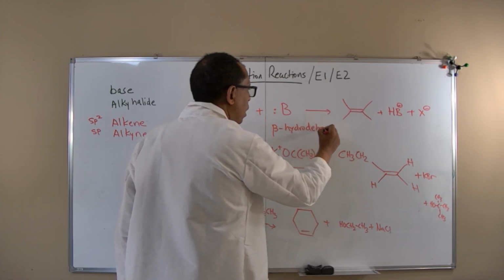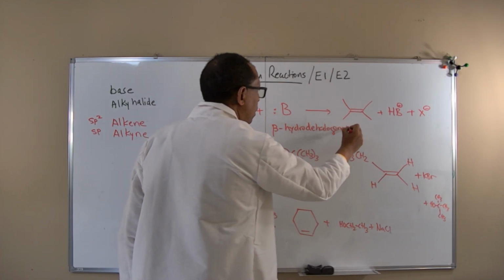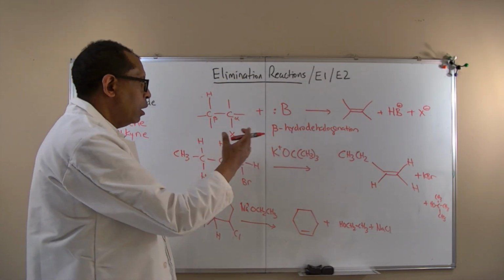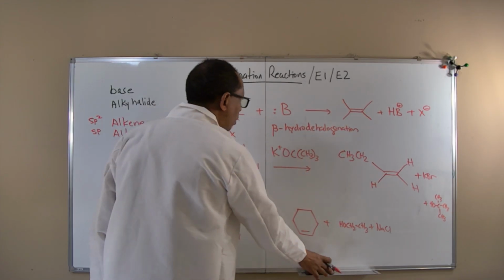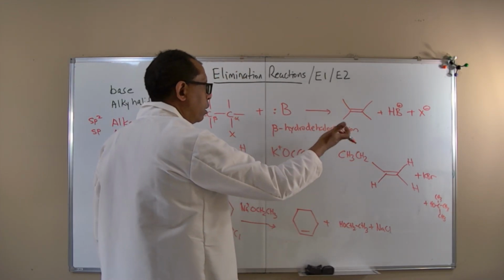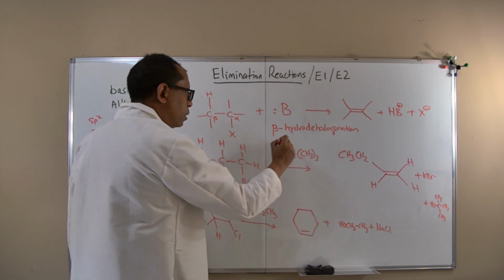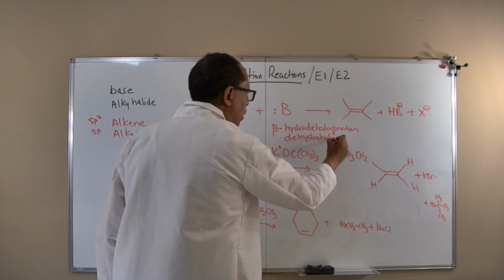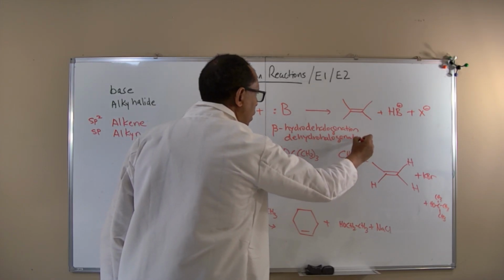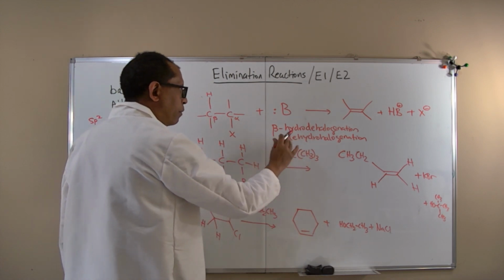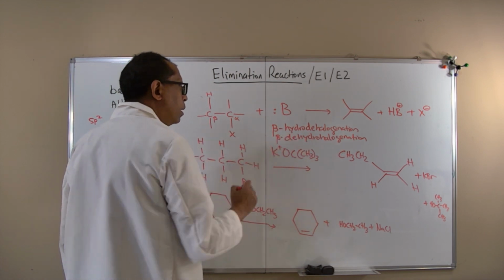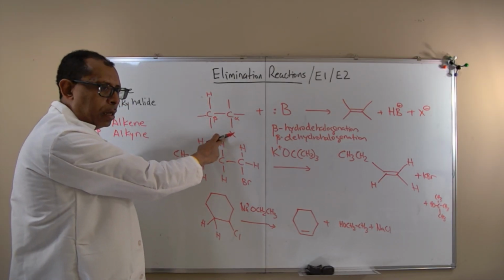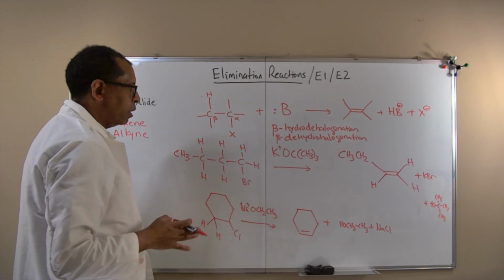dehydrohalogenation. That means you are eliminating a hydrogen and a halide. So in a better term, it's beta dehydrohalogenation. The beta hydrogen is the one to be eliminated, and also the halide from the alpha carbon.